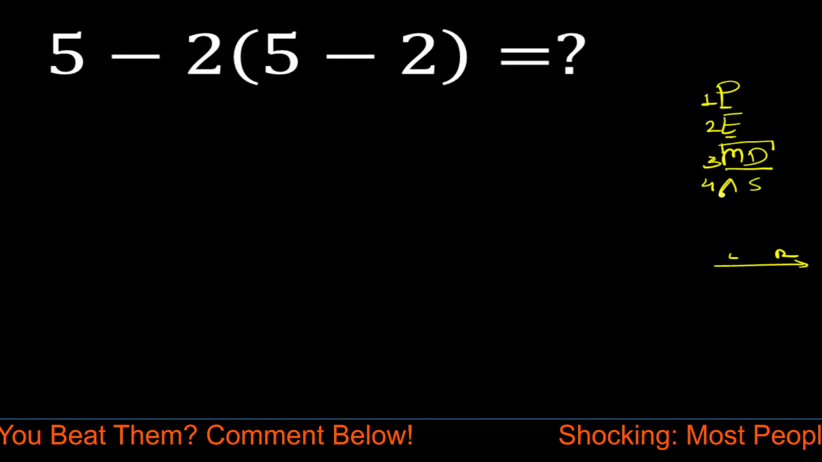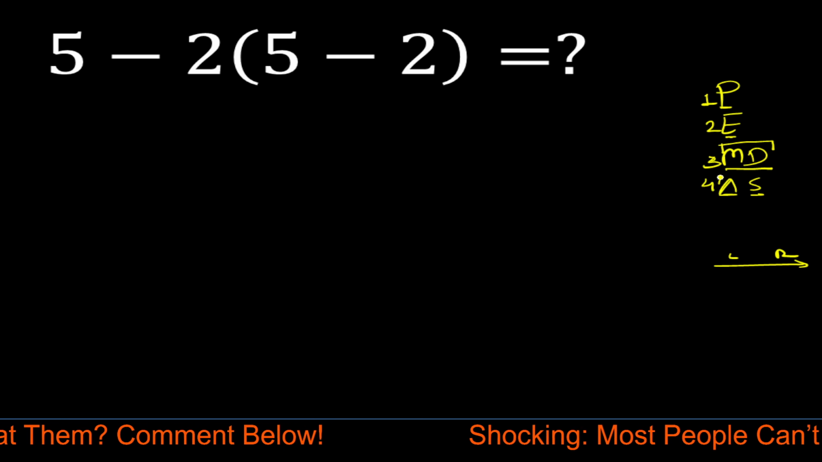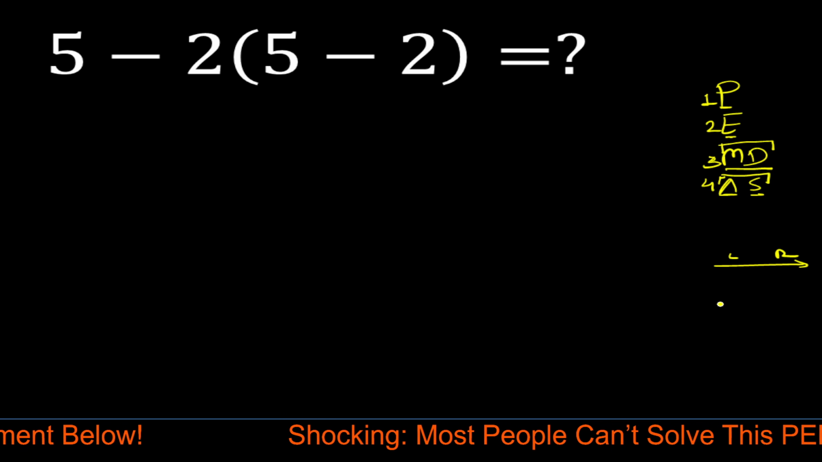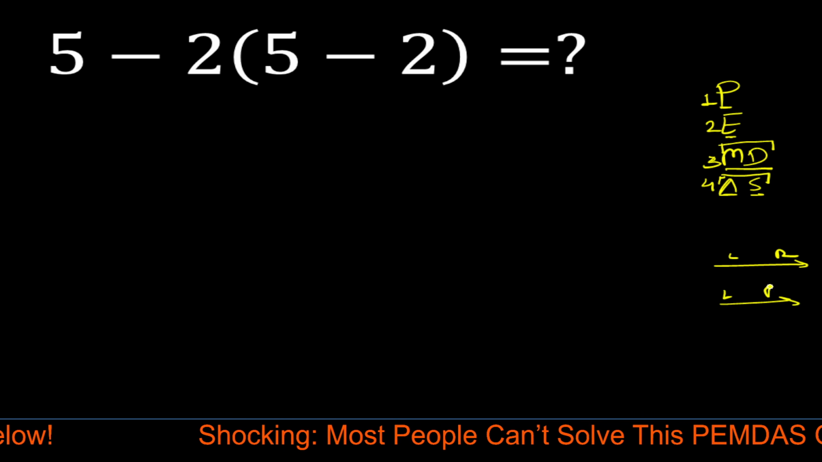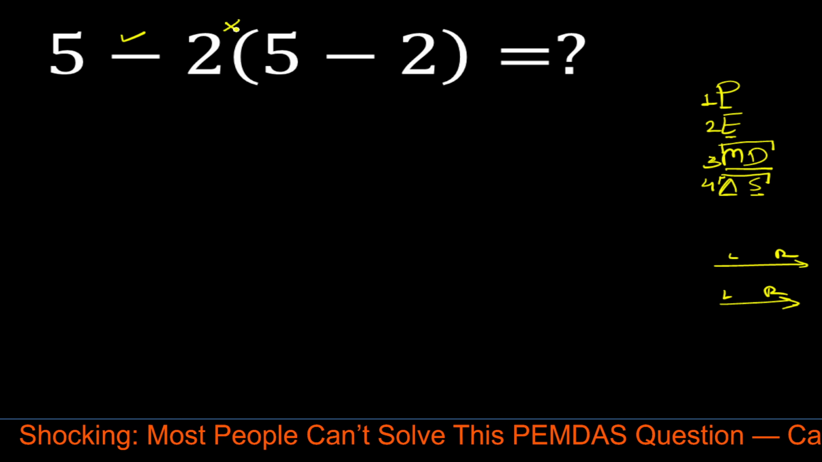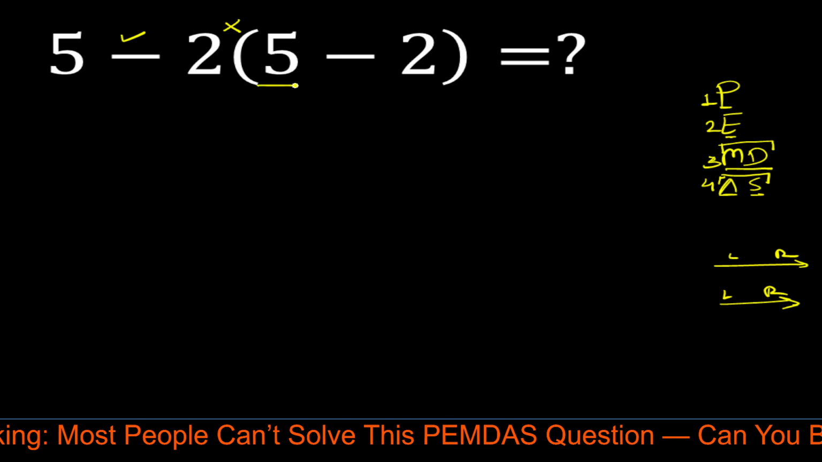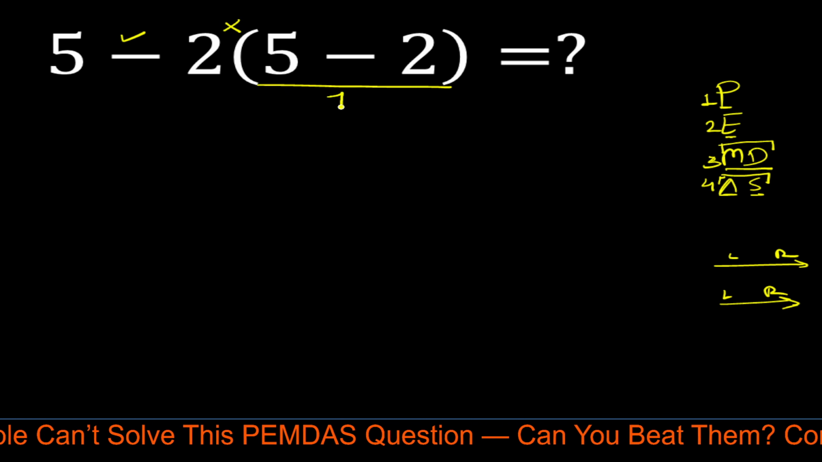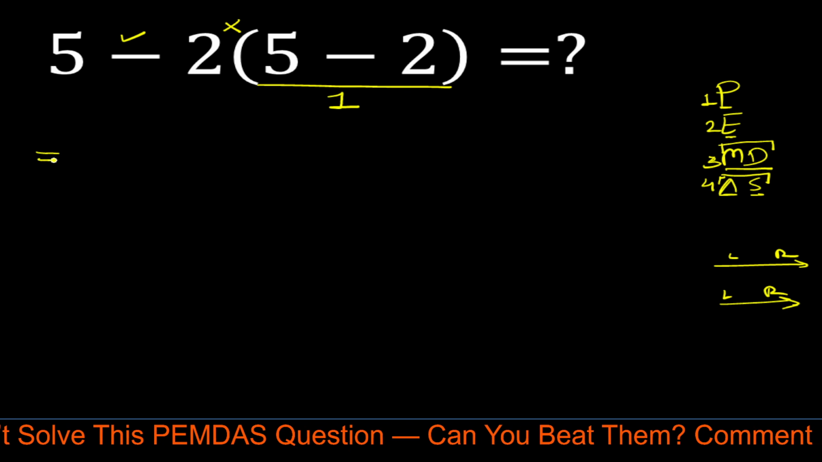Then fourth and last priority is addition and subtraction. Also addition and subtraction both have equal priority. So we have to solve it from left to right. So in this question here we have one subtraction and here we have one multiplication and here we have one parenthesis, right? So according to PEMDAS rule, first we have to solve this parenthesis.